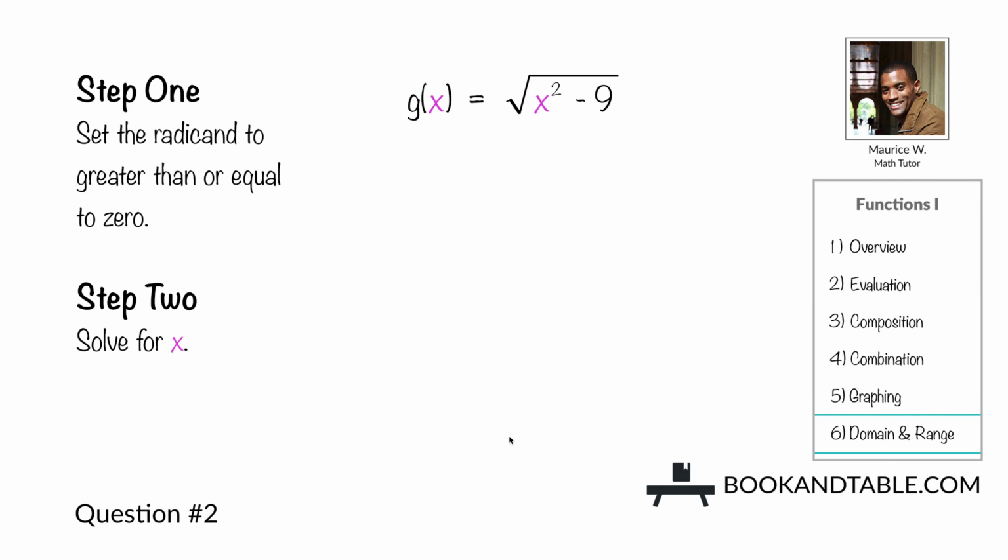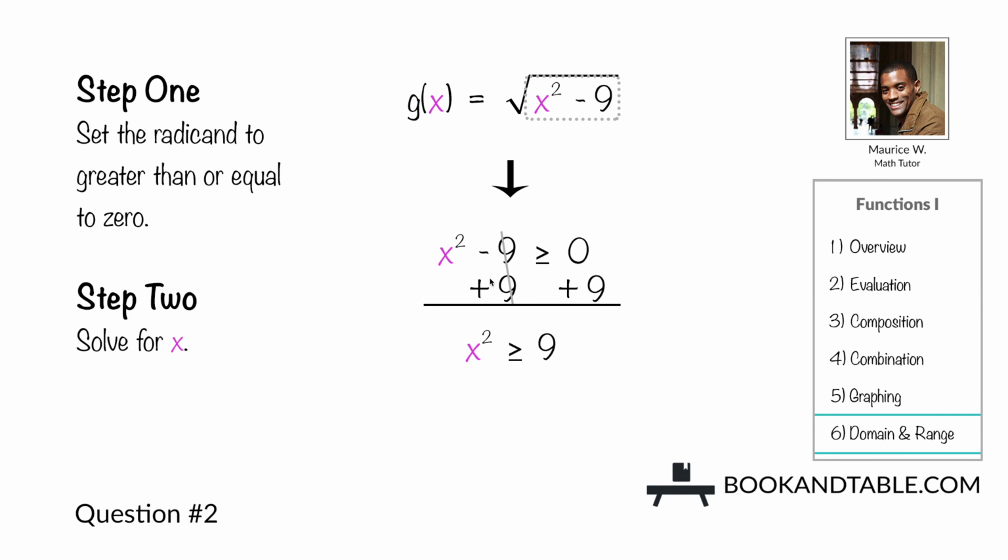Let's now have a look at question number 2. We were given g of x is equal to the square root of x squared minus 9. So step 1, set the radicand to greater than or equal to 0. So we have x squared minus 9 is greater than or equal to 0. And now step 2, solve for x. We'll begin by adding 9 to both sides, showing us that x squared is greater than or equal to 0 plus 9, which is 9.